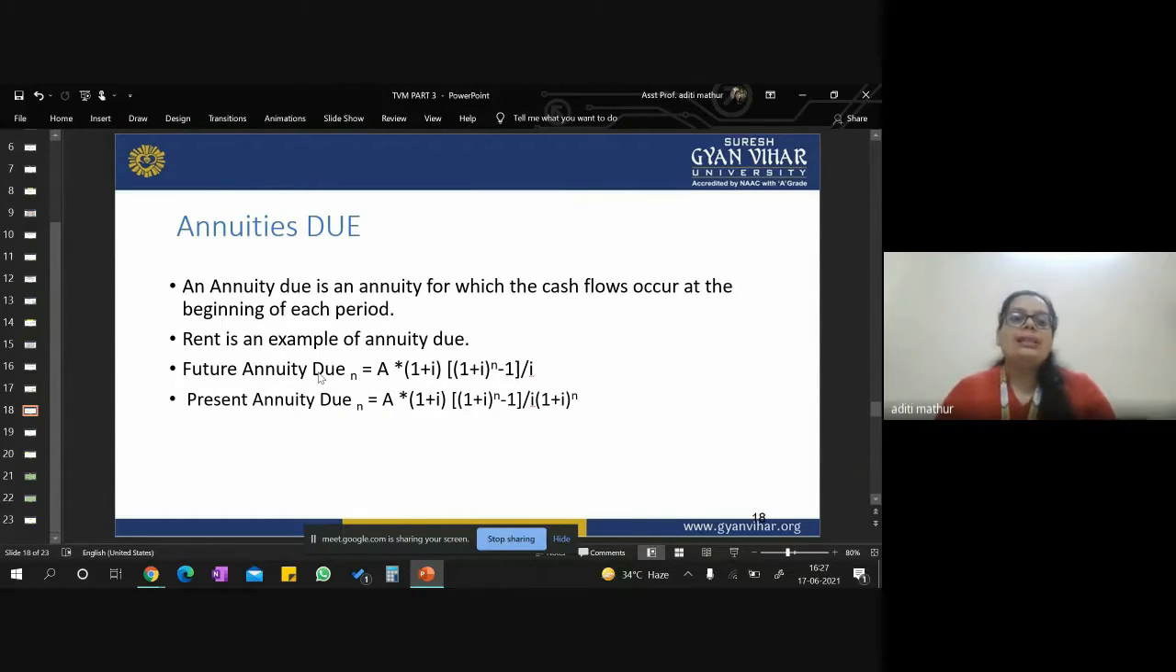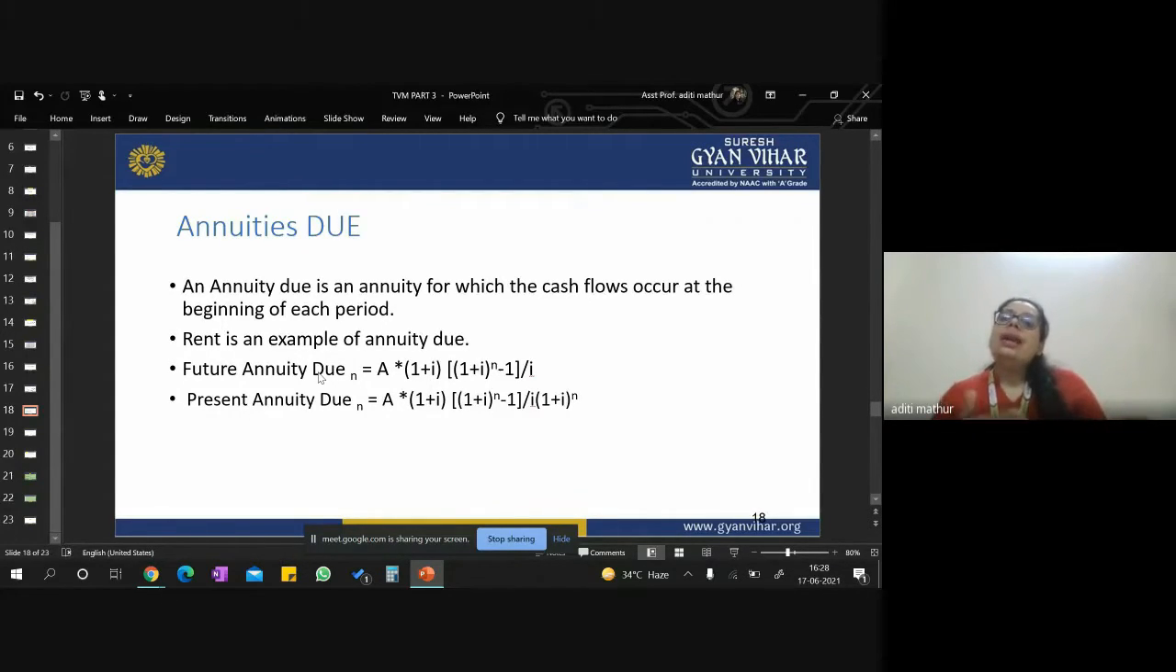So now let us understand what is annuity due. Ma'am, the annuity which we have studied and annuity due, are they different? Yes, of course. There is a very thin line, but a big difference between ordinary annuities and annuity dues. Ordinary annuities are generally end-of-period payments, whereas annuity dues are for the beginning of each period.